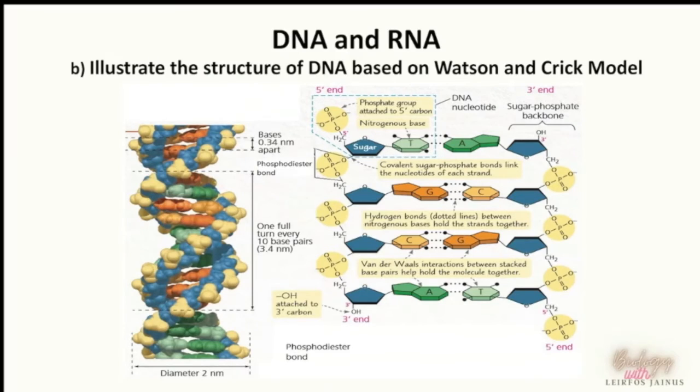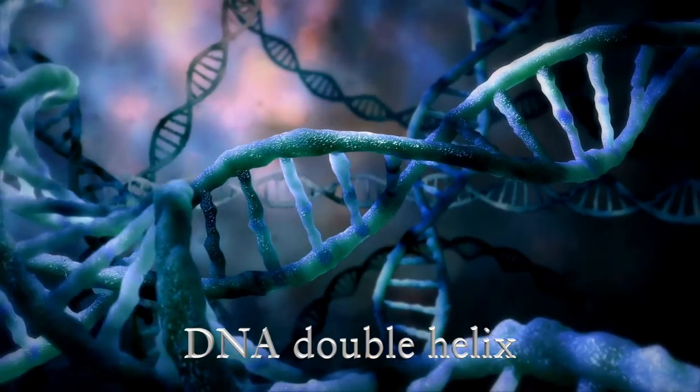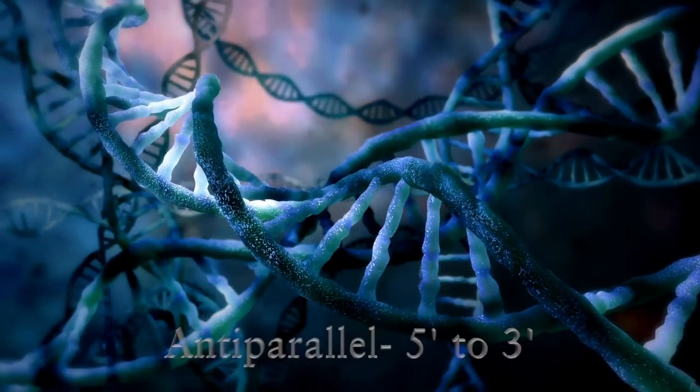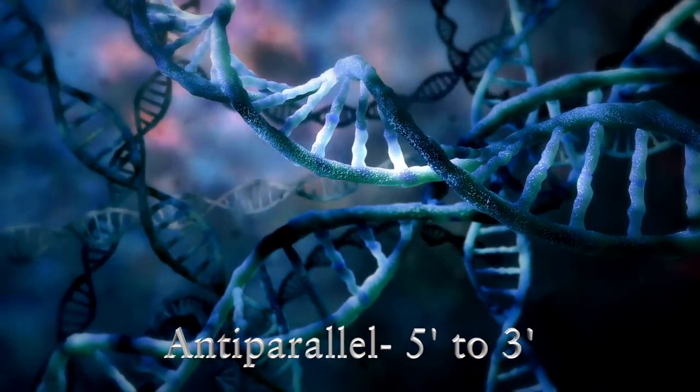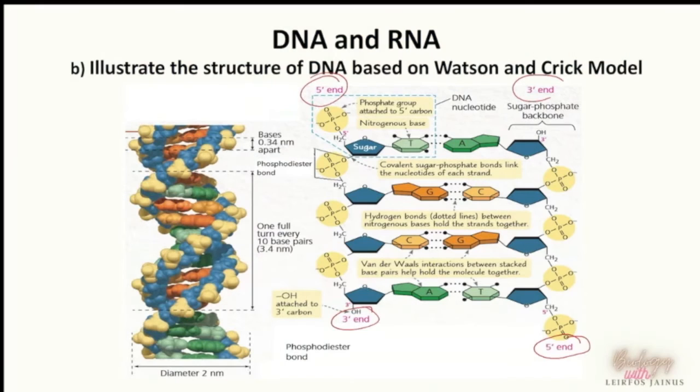Generally, the DNA consists of 2 strands that we call DNA double helix. One strand runs from 5' to 3', and the other strand runs from 5' to 3' in the opposite direction. This is what we call anti-parallel. And in between the nitrogenous bases, we have the hydrogen bond. And the nucleotides will be held together by phosphodiester bond that forms between the pentose sugar and phosphate group.